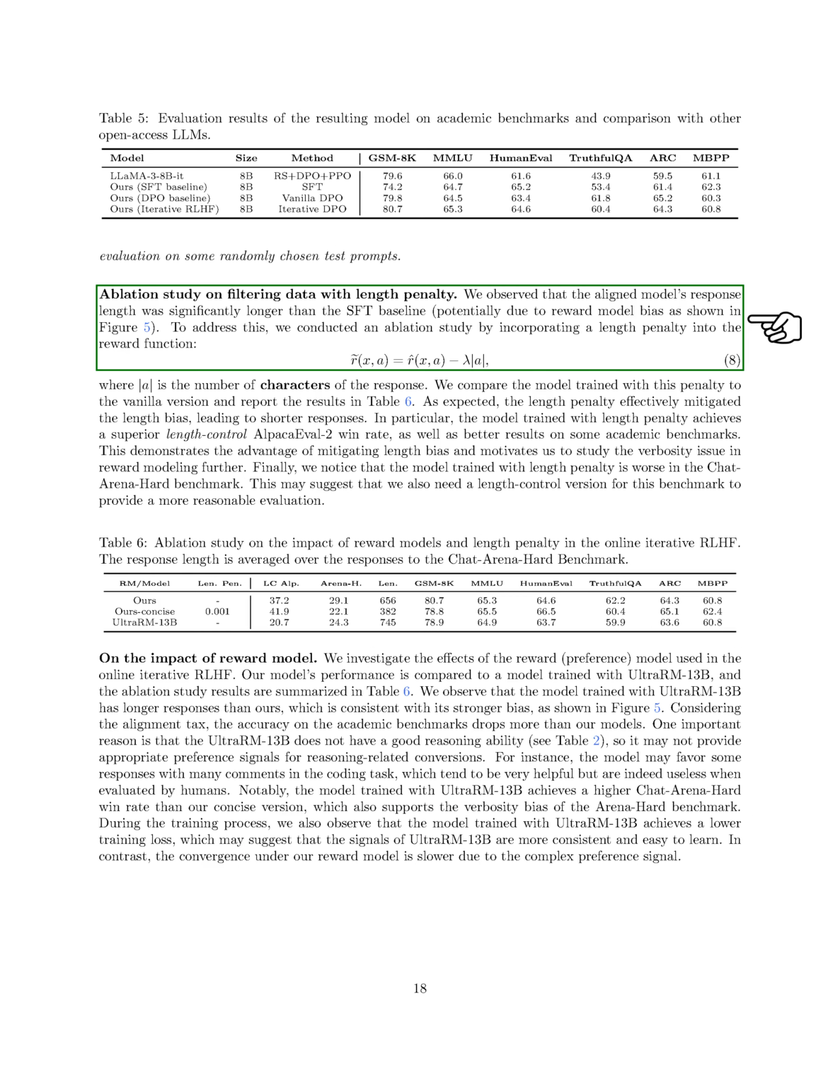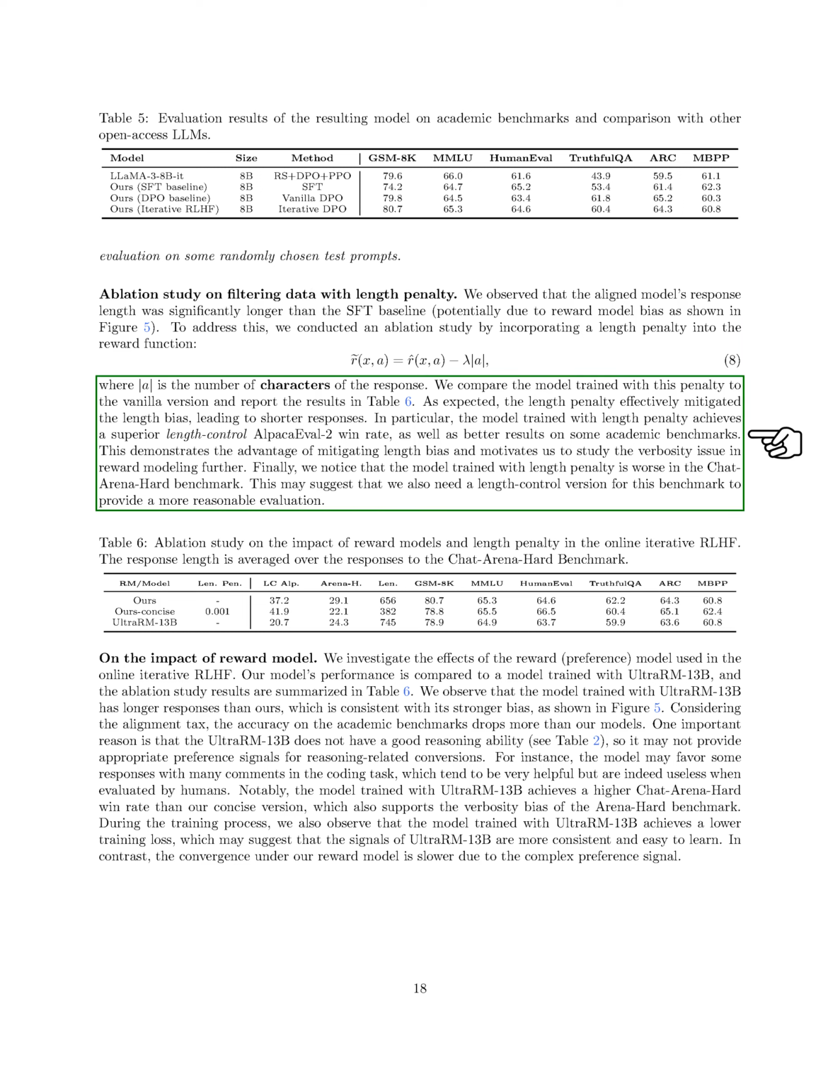We conducted an ablation study to address the issue of aligned model responses being longer than the SFT baseline, potentially due to reward model bias. By incorporating a length penalty into the reward function, we mitigated length bias, resulting in shorter responses and improved performance on certain benchmarks. Moreover, we investigated the impact of the reward model used in online iterative RLHF by comparing our model to one trained with UltraRM-13B. Our model showed better performance on academic benchmarks, indicating the importance of appropriate preference signals for reasoning-related tasks.